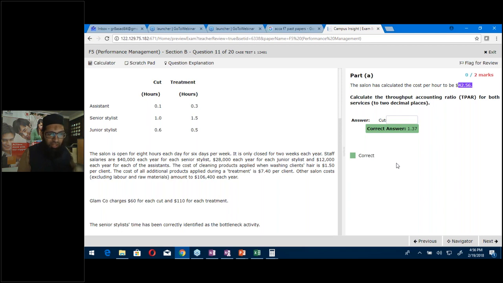Muhtar Siddiqui has asked, where is the conversion cost per unit mentioned? Dear, that is what I have highlighted over here. Here it is: 42.56. The salon has calculated the cost per hour to be 42.56. So this cost per hour is actually the conversion cost per hour.